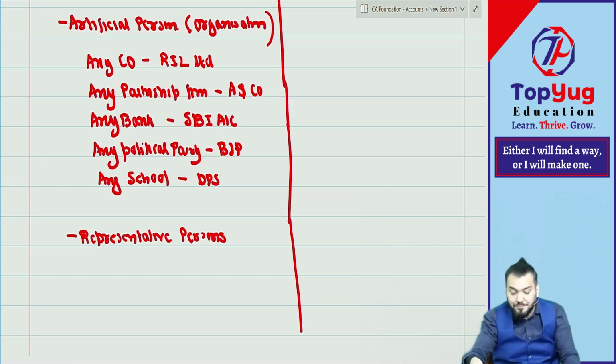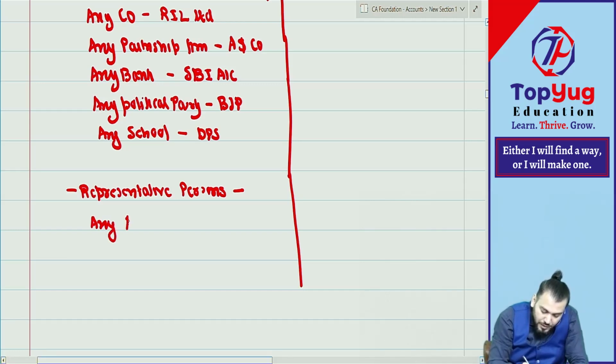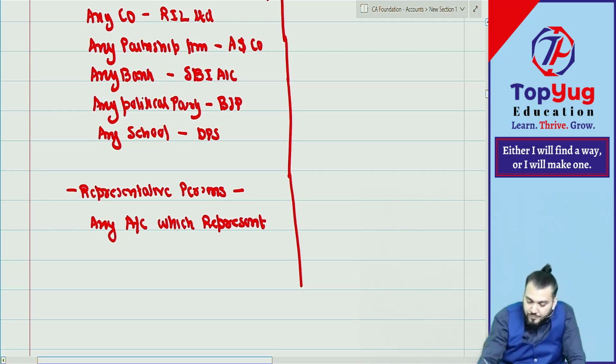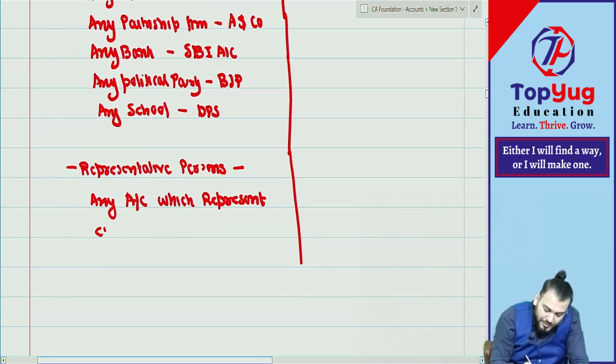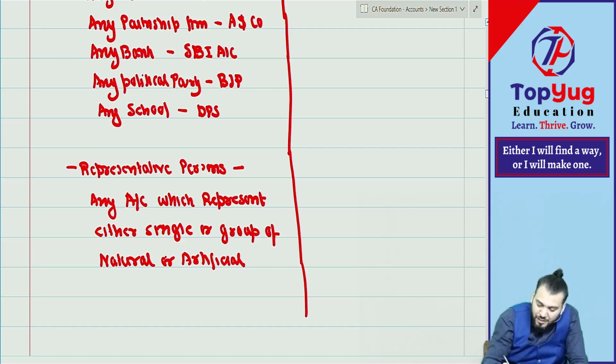So can I say a representative personal account represents what? Write it down like this: any account which represents either a single or a group of natural or artificial persons. Have you understood this?